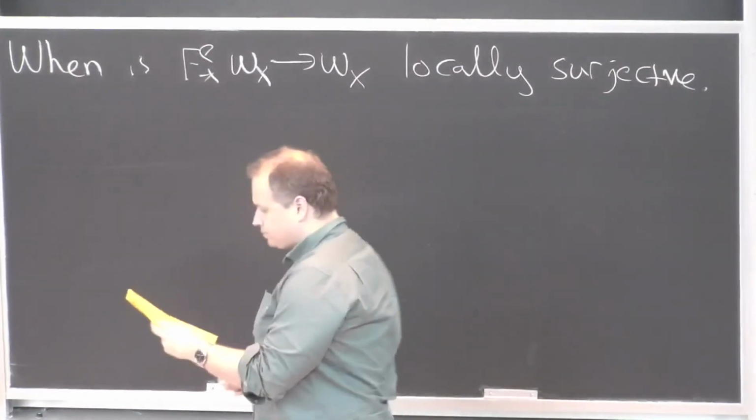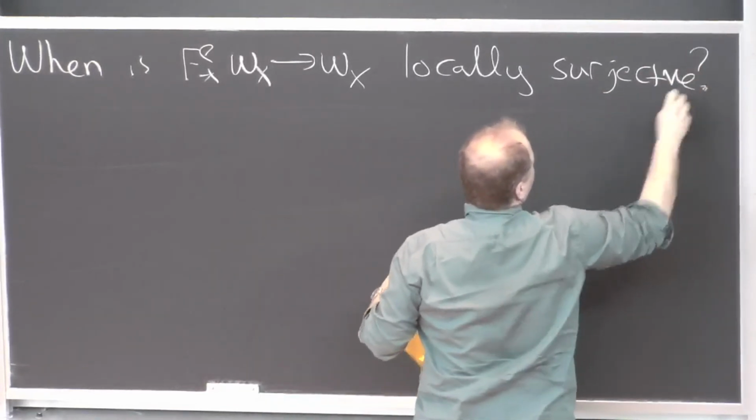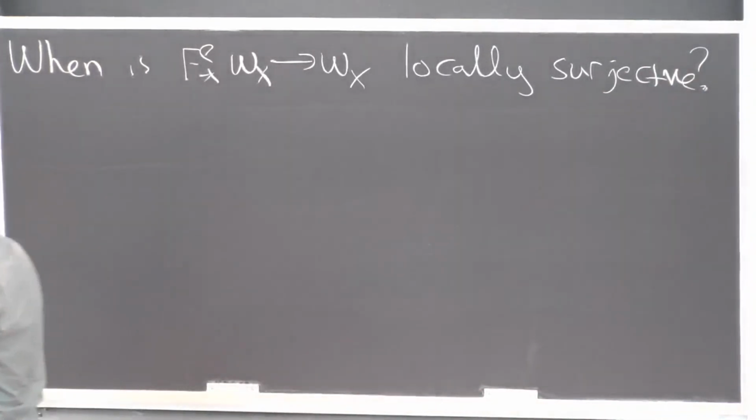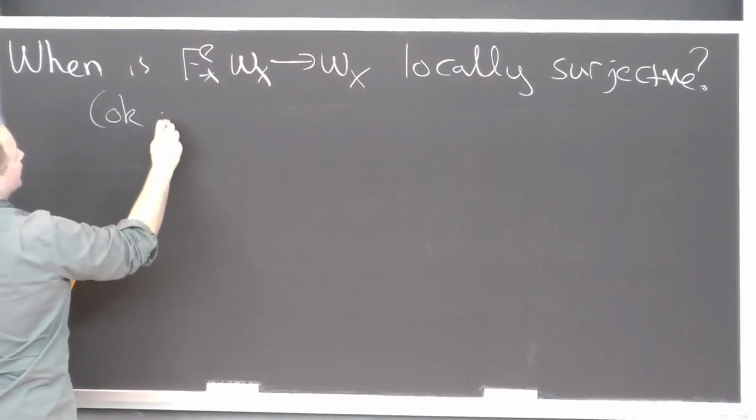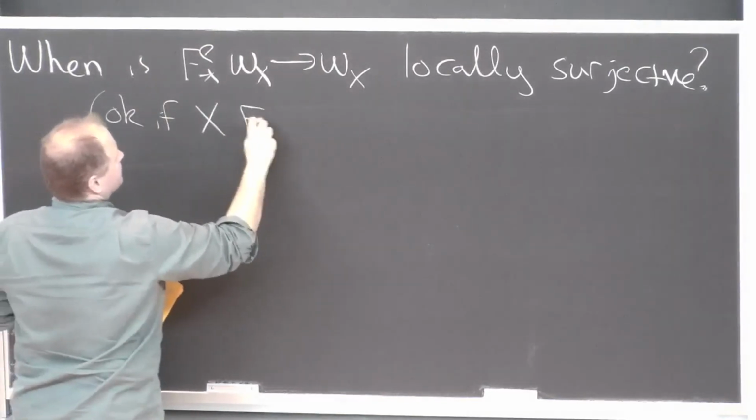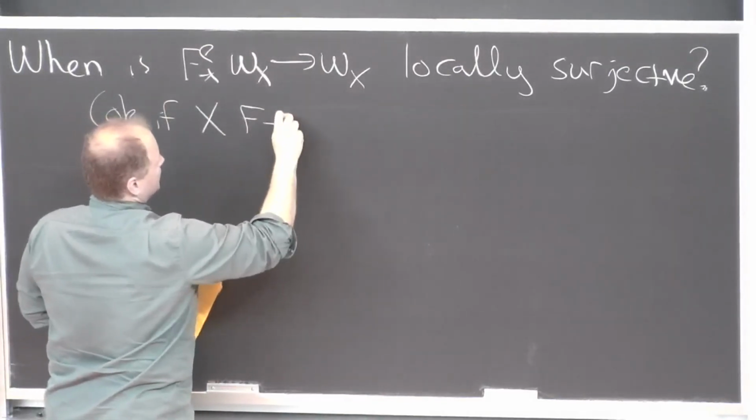So we've already seen that if X is Frobenius split, it's always locally surjective, right? Because this is the dual to a split injection, so the dual of a split injection is going to be a split surjection. So it's okay if X is F-split, Frobenius split.